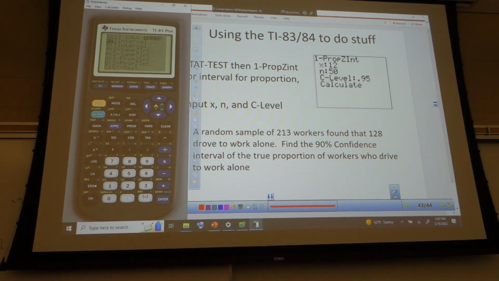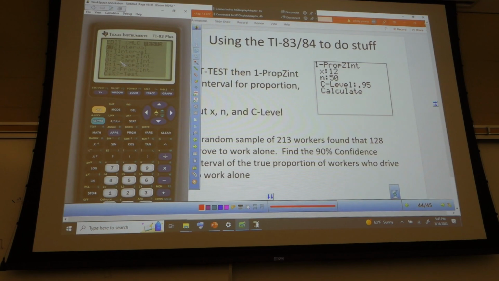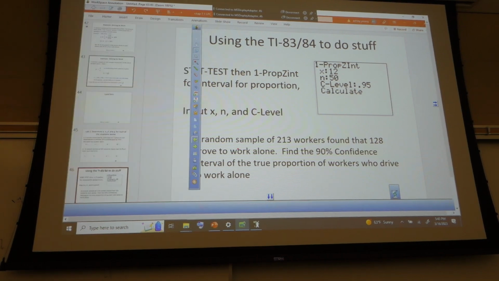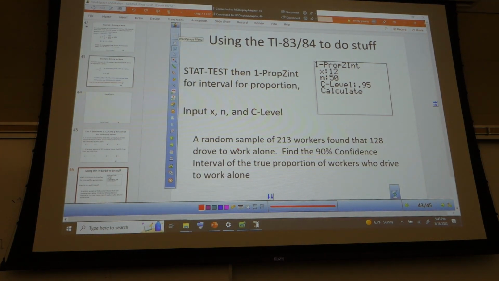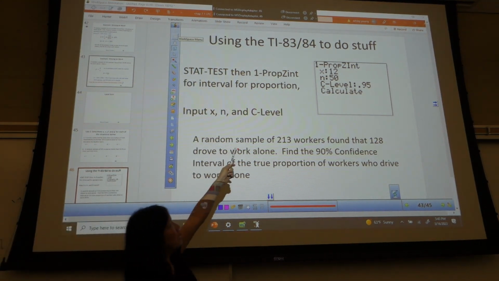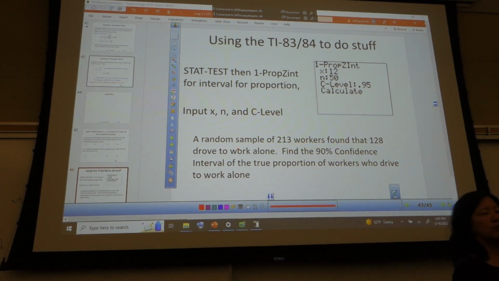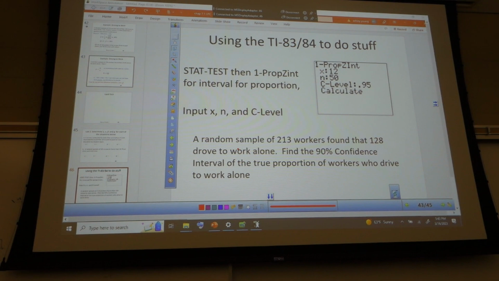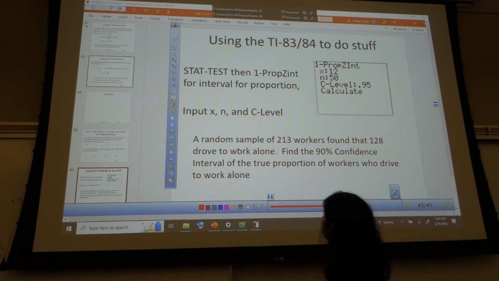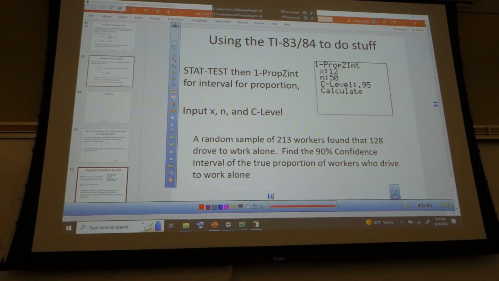Here, I'll point it out to you. This one right here. That's the one we want. 1-prop Z interval. We have one proportion, and we want an interval. So we're going to go to that one. And then we're going to input your x and your n and your confidence level: 0.95, 0.90, 0.99. Hit calculate, bam, right there it gives it to you. So I'll just do a quick example.